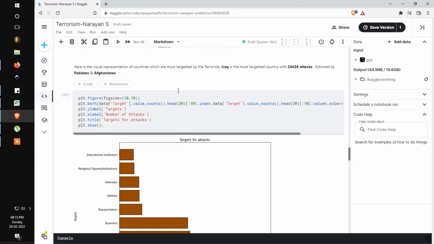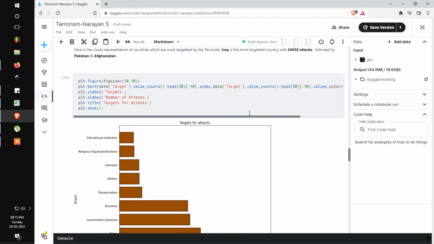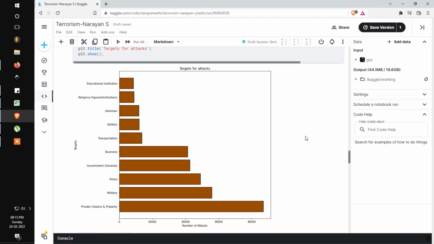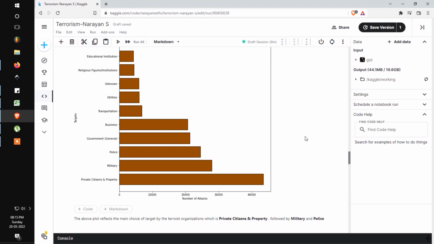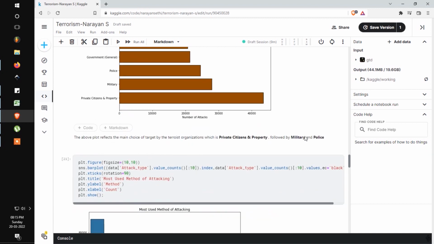Next up, we see the target for attacks, and we can here see that private citizens and property have been targeted most frequently and the most number of times, and the military and the police organizations are the second and the third one respectively.